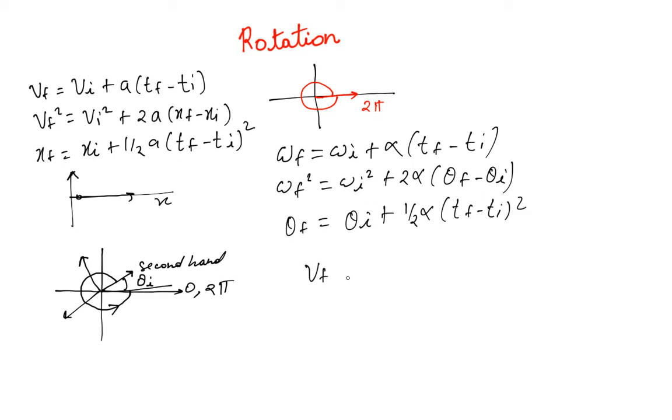Vf, which is the rate of change of distance or displacement, has been changed to omega f, which is the rate of change of angle. So this is the simple velocity, and this is the angular velocity. This is how fast you travel the distance, this is how fast you travel the angle. And xi or xf has been replaced by theta i. That is, you start with some initial position xi, then you say no, you start with some initial angle theta i. Similarly, a has been replaced by alpha, which is the angular acceleration.